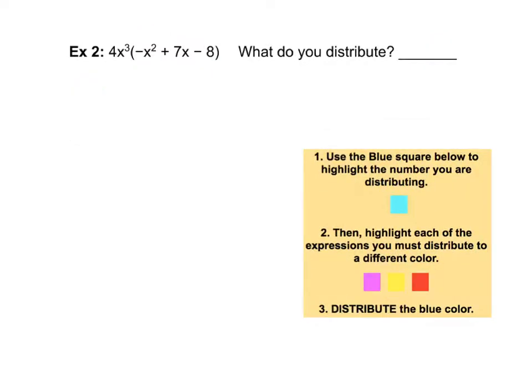All right, for example 2, we have 4x cubed times negative x squared plus 7x minus 8, and we need to figure out what we distribute. Remember, you're going to distribute that number out front, so 4x cubed, and we're distributing it to each of our terms inside.